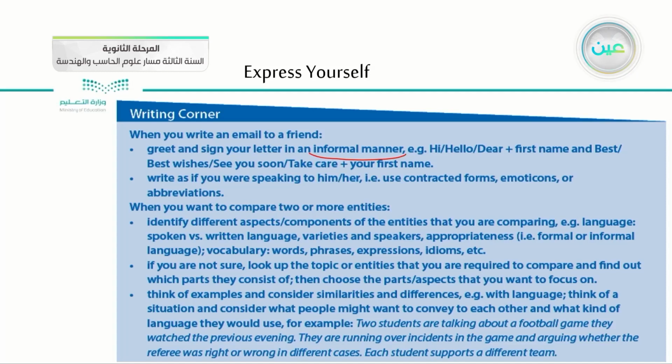When you want to compare two or more entities, number 1, identify different aspects or components of the entities that you are comparing. For example, language: compare between spoken versus written language, varieties and speakers, appropriateness, that is formal or informal language, vocabulary, like words, phrases, expressions, idioms, etc. Number 2, if you are not sure, look up the topic or entities that you are required to compare and find out which parts they consist of. Then choose the parts or aspects that you want to focus on.